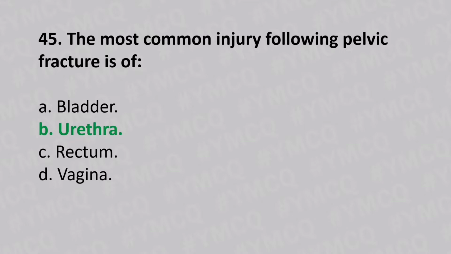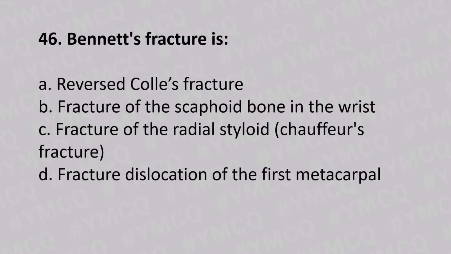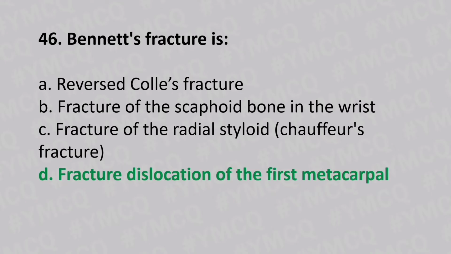Moving to our 46th question. Bennett's fracture is option A, reverse scoliosis fracture. Option B, fracture of the scaphoid bone in the wrist. Option C, fracture of the radial styloid or Chauffeur's fracture. Option D, fracture or dislocation of the first metacarpal. And the answer is option D, fracture dislocation of the first metacarpal.